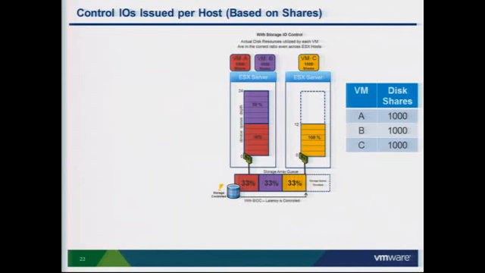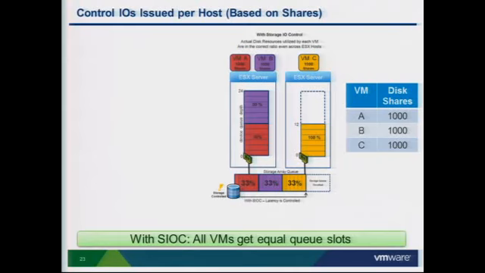And how do we determine what's the total queue depth? That's based on a mathematical control equation that we have designed, which says that we would dynamically figure out what the total should be based on the current latency. If the latency gets lower, we increase that queue depth. If the latency gets higher, we decrease that queue depth. But we make sure that the overall latency on the device does not go above 30 millisecond, or whatever congestion threshold you may have set. So again, with SIOC, all VMs get equal queue slots.